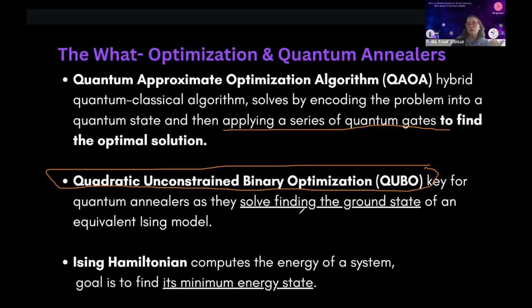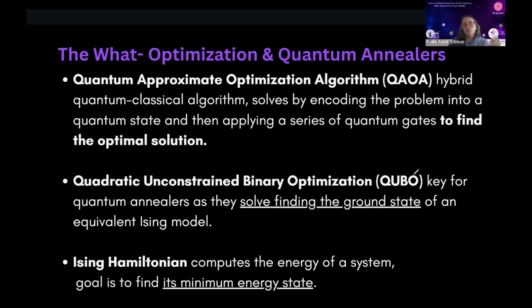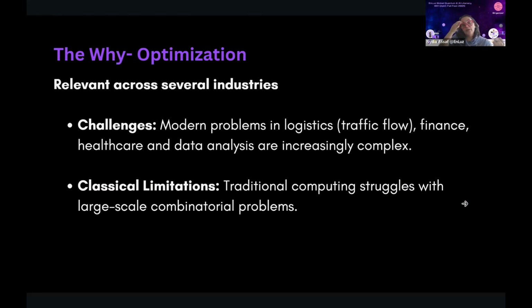But again, this one is trying to find the ground state of an Ising model. And so here you have Ising Hamiltonians that it is looking for the minimum energy state. We're going to just say the minimum for that system or for that algorithm, the best that it could do. There is no guarantee that it is an absolute minimum. So why do we do it again? Traffic, logistics, finance, healthcare, and other things.